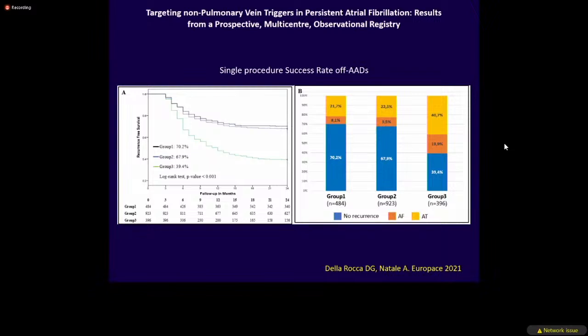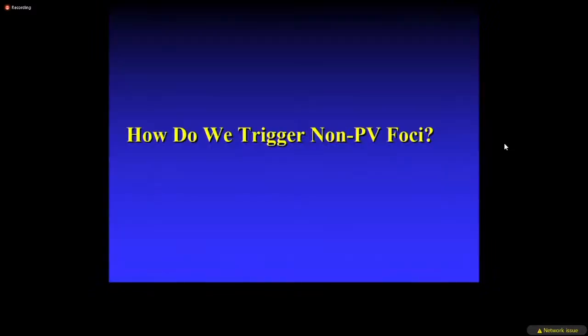And the reason why most of the non-PV triggers were ignored is because they were non-sustained. So this is another message. Non-sustained non-PV trigger is not something that you need to discard as not relevant. You might want to wait and see at follow-up, but if you have that information recorded in your report, I think it will help you to do something for those patients.